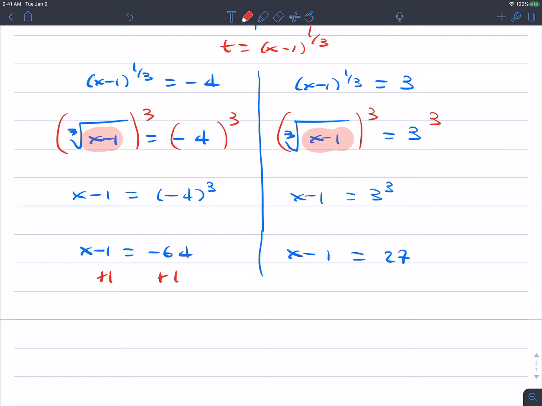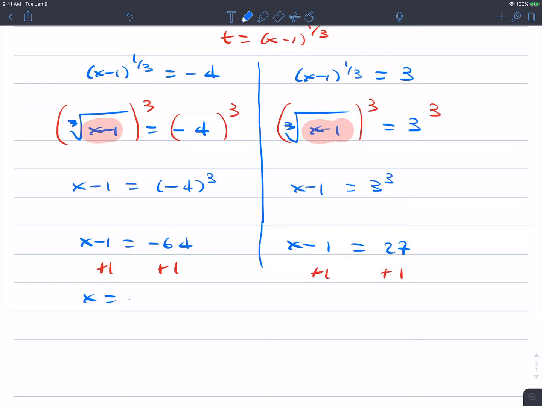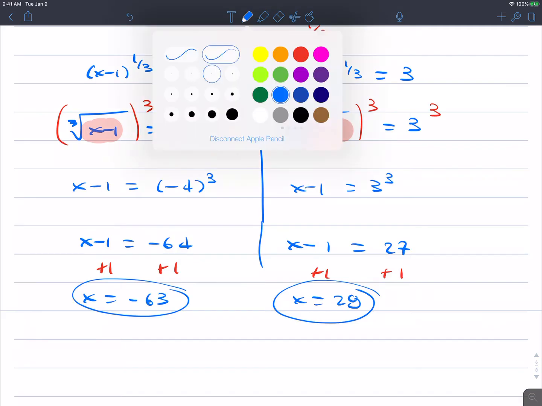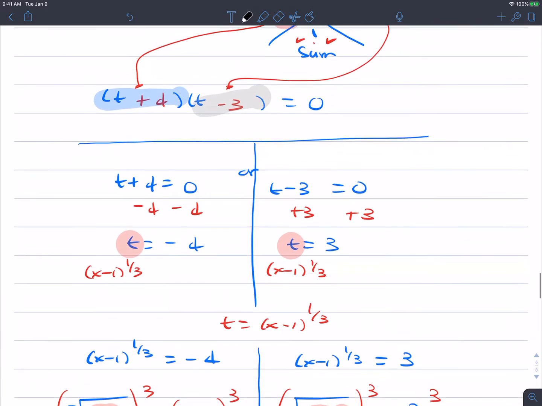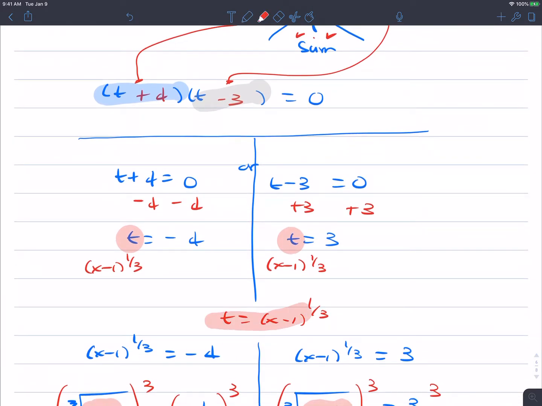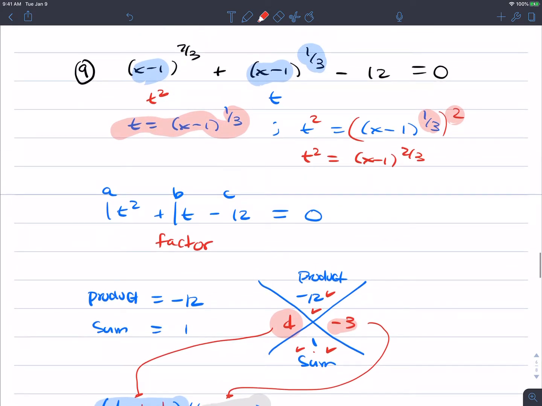We add 1 to both sides here. You end up with x equal to negative 63, and x equal to positive 28. So these are our solutions here: negative 63, positive 28. So this is a quadratic form question where t is actually the base of (x minus 1) to the 1/3 power here. And you can see that this is how we substitute here.